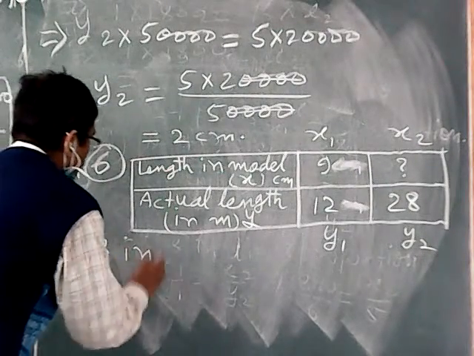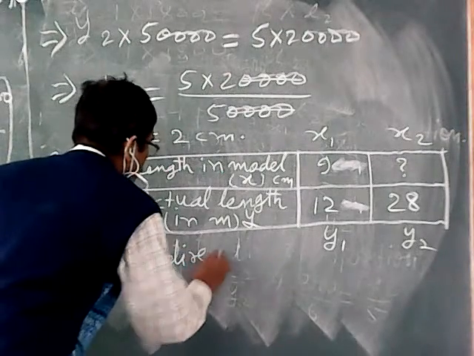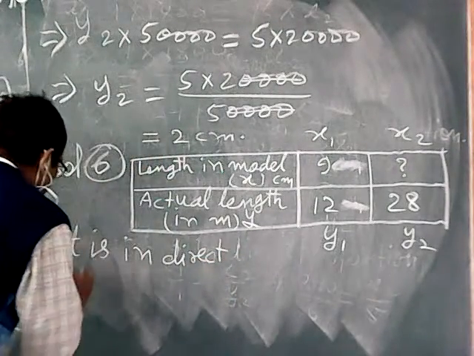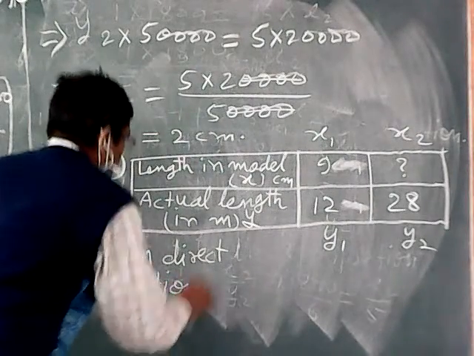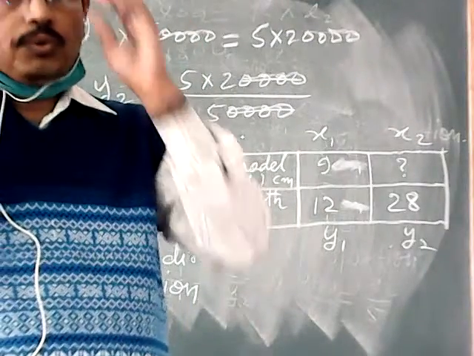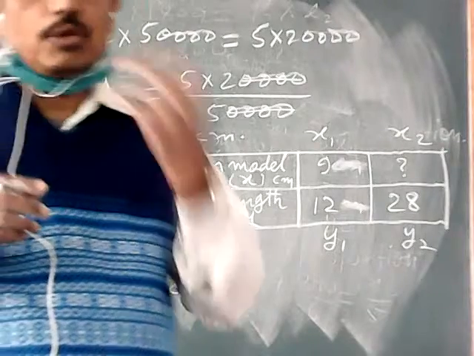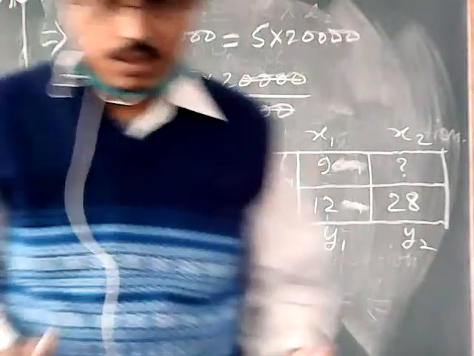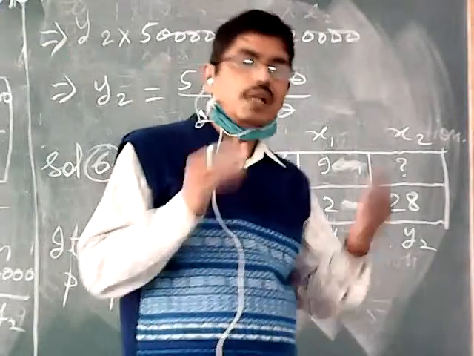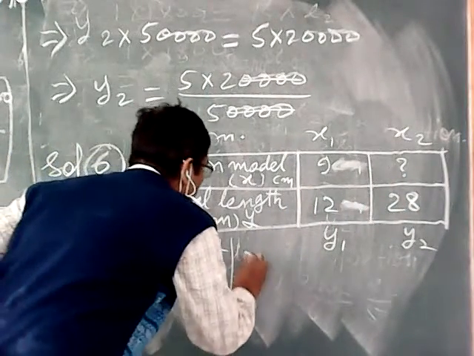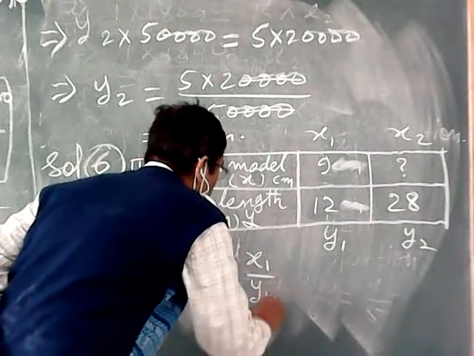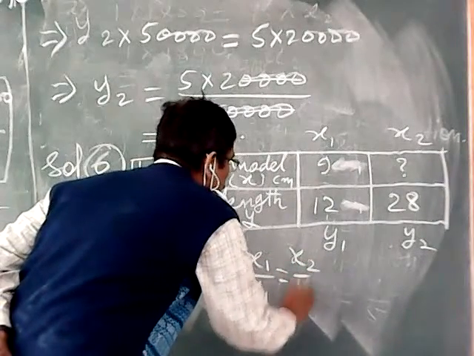It is in direct proportion, because if actual length is more, in model also we have to give length more. If actual length is less, in model also we have to give length less. Using formula x1 by y1 is equal to x2 by y2.